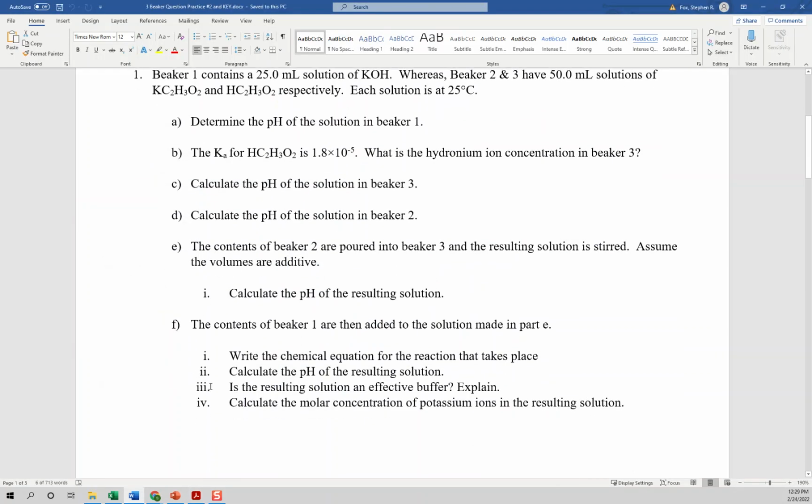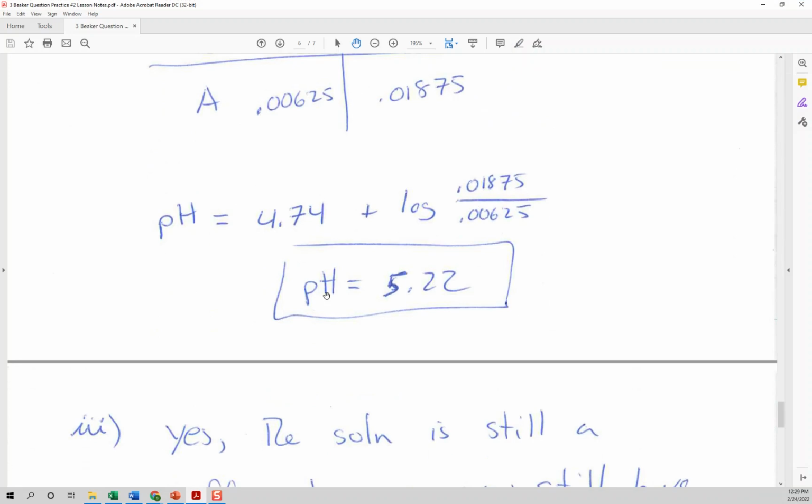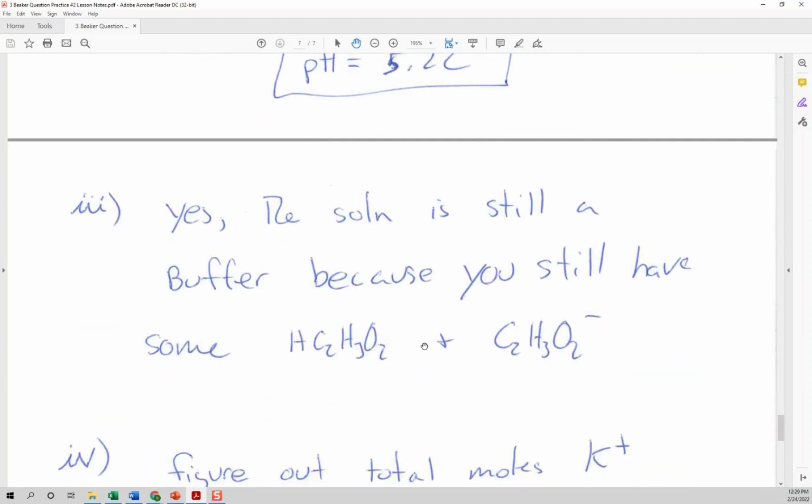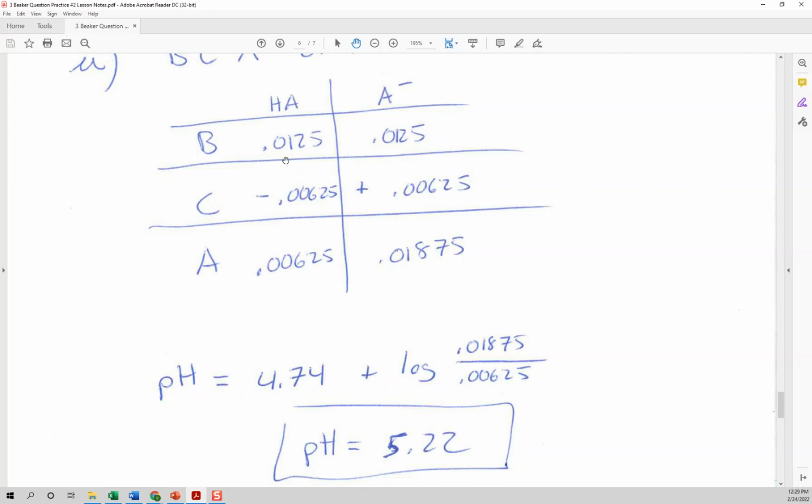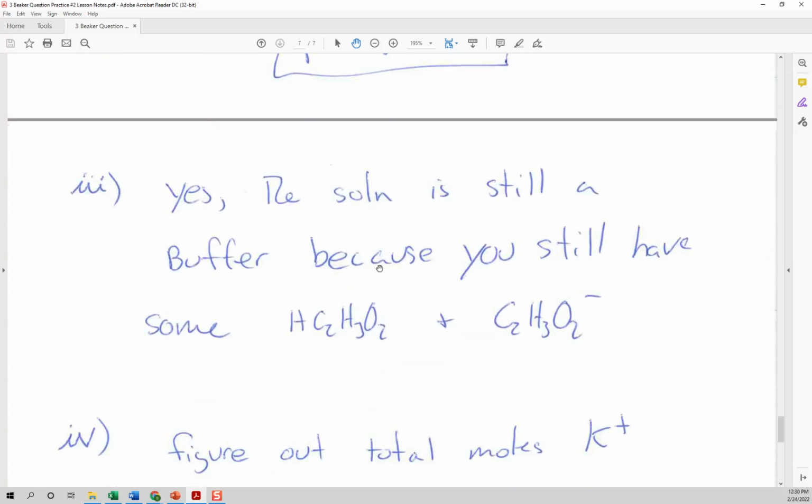Question 3 in part F is asking, is the resulting solution an effective buffer? They're not asking whether the solution you made in part E was an effective buffer. It's asking, after the reaction, is the remaining solution still a buffer? The answer in this case would be yes, because you still have both of these. If we go back to our BCA chart, we didn't completely lose all of the acetic acid. Since we still have both components of our buffer system, the resulting solution is still a buffer.